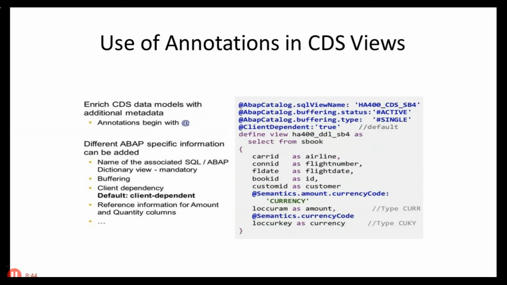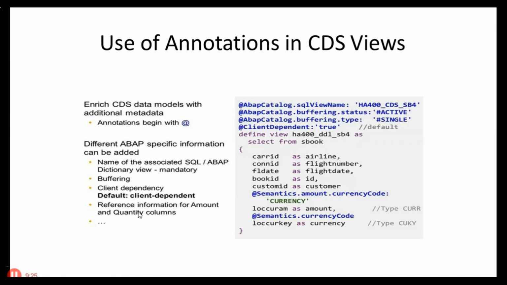Now, use of annotations in CDS views. Annotations enrich CDS data models with additional metadata. Annotations begin with @. Different ABAP specific information can be added. The name of the associated SQL ABAP dictionary view, which is the dictionary table, is mandatory, so the sbook is mandatory. We can do the buffering; we can select whether it should be buffered or not buffered. And we can make sure that it is client dependent or client independent. The default is client dependent.